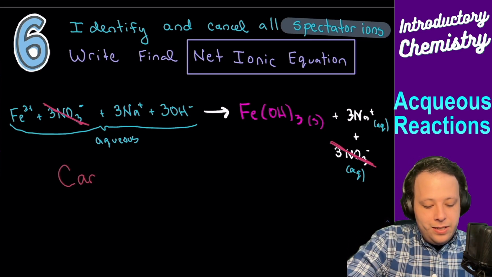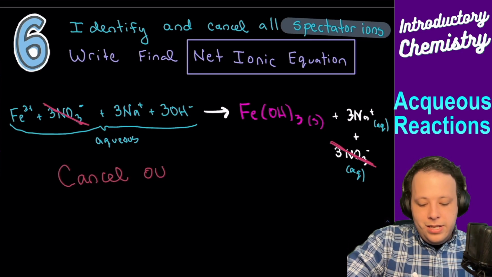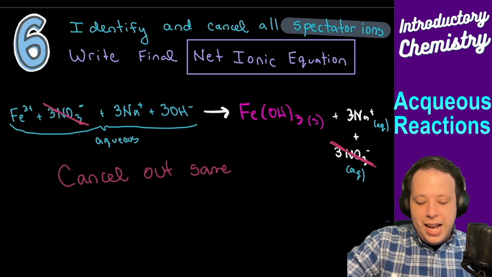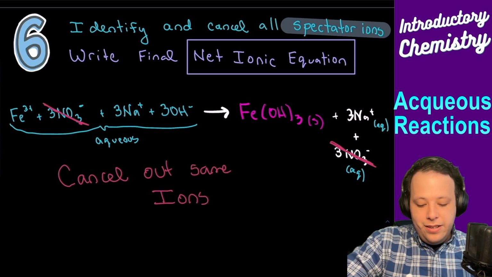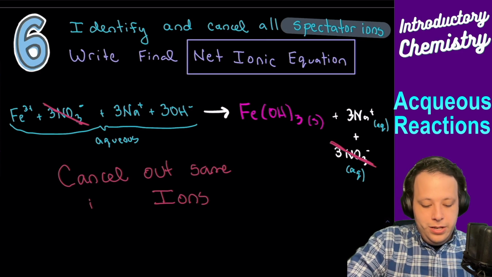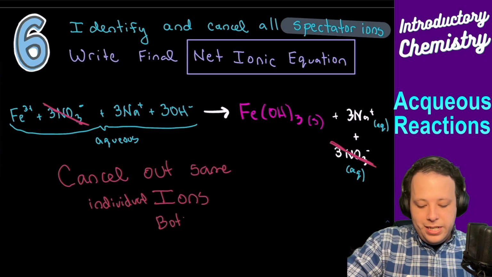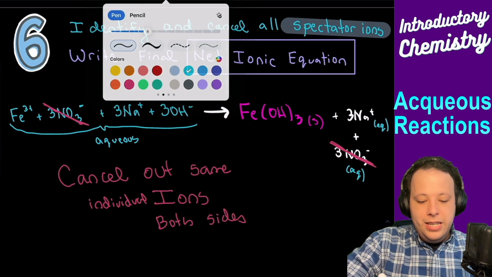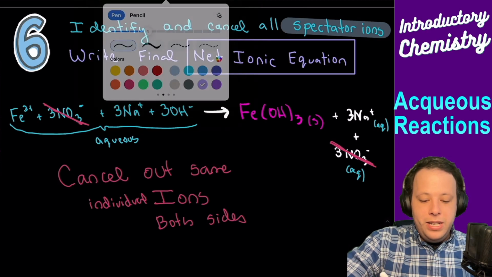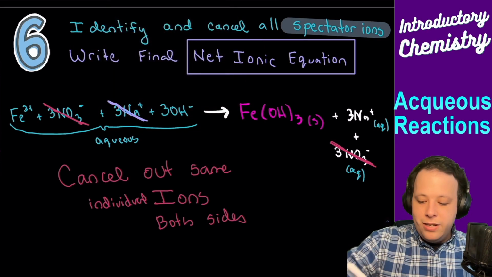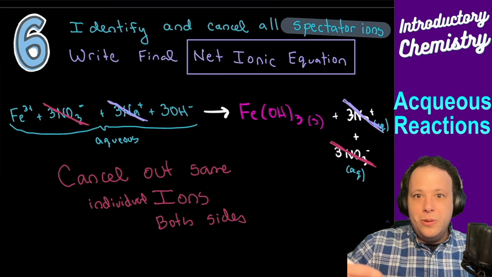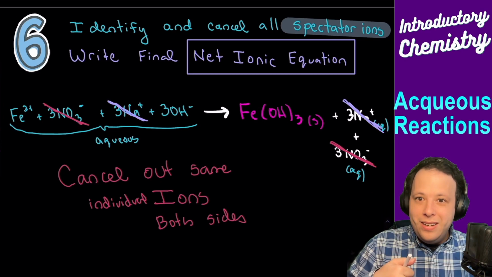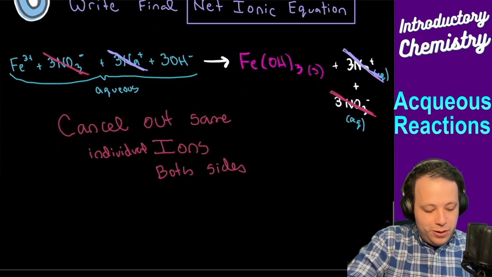So cancel out same ions. And it has to be an individual ion, and it has to be on both sides. There's one other individual ion that you might see, and that is Na+, right? That's on the left and also on the right. So that goes away. Now the net ionic equation is whatever is left over.